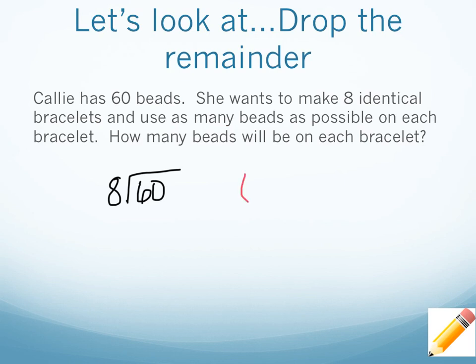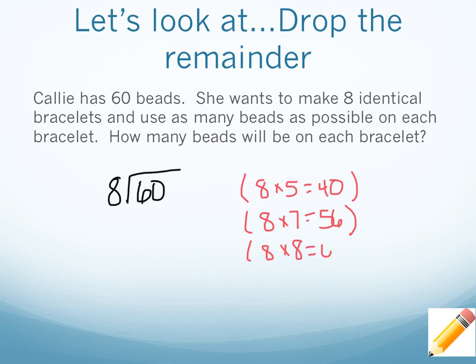And I know that 8 times 5 is 40, but that's not very close to 60. So I try another one. I know that 8 times 7 is 56. That's pretty close to 60. Since 8 times 8 is 64, and that's more than 60, I know my answer has to be 7. And since 7 times 8 is 56, I subtract to find my remainder of 4.